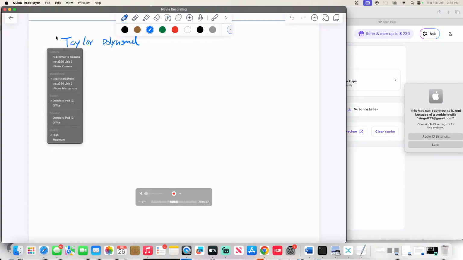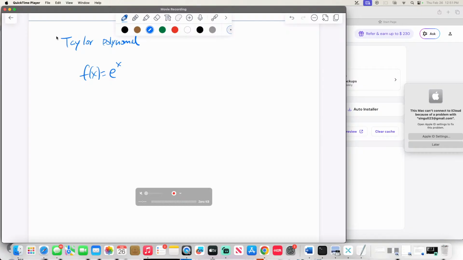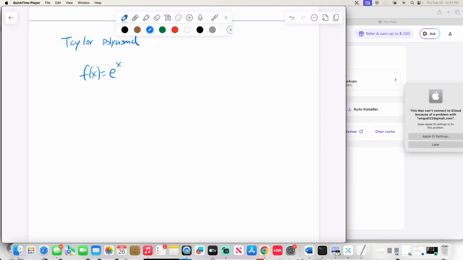So what we're gonna do is we're gonna take e to the x. This is the function e to the x. And if I take e to the x, this is a basic function. It looks like this. The function is gonna be e to the x like this. This is e to the x.